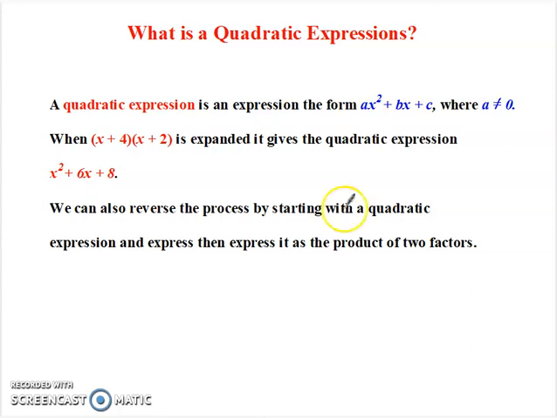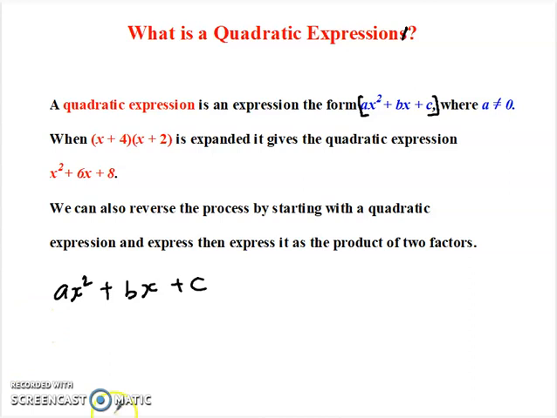What is a quadratic expression? Now, a quadratic expression is an expression in the form ax squared plus bx plus c, where a is not equal to 0. Right? So let me put that down here. So any expression you see in this form, ax squared plus bx plus c, that is basically a quadratic expression.